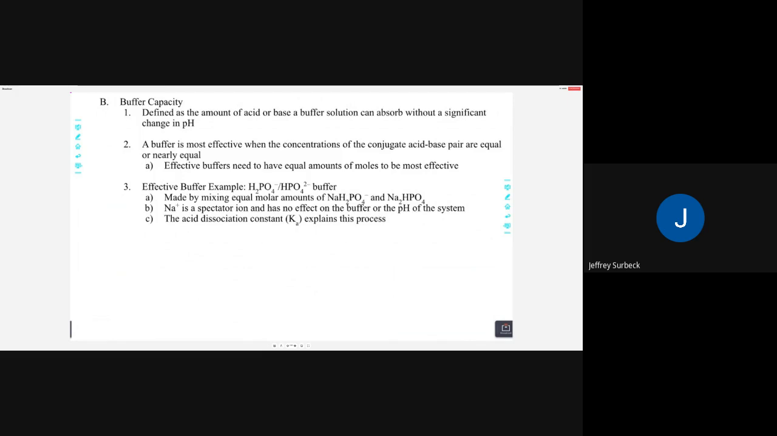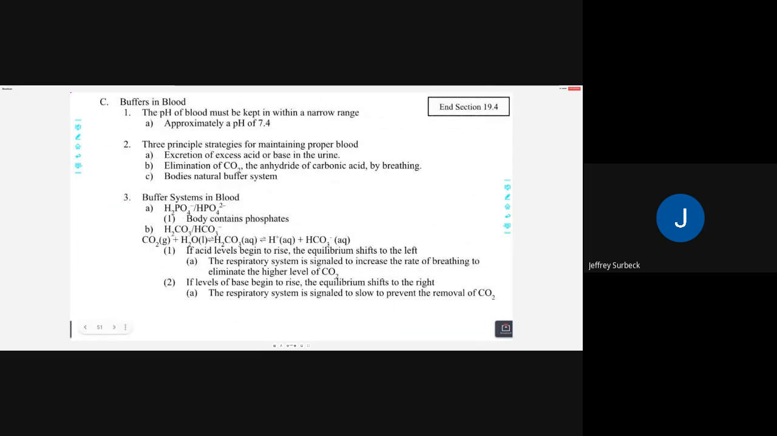Last thing here, buffer capacity. How you form a good buffer capacity is one of two ways. One, you have pretty large quantities of weak acid and its conjugate base. And then two, as close as you can get them to being equal. So if you have 1 part weak acid, you should have 1 part conjugate base to make it as strong a buffer as possible.